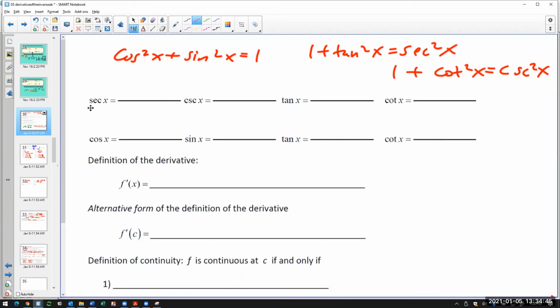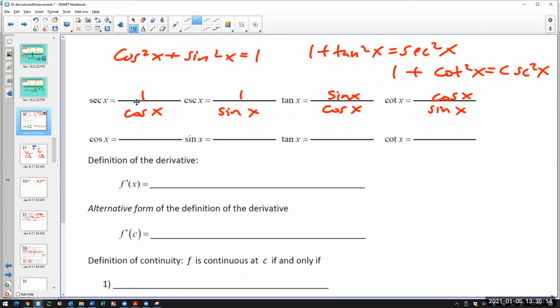Okay? What is secant x? Secant x is really 1 over cosine x. You need to know that. Cosecant x is really 1 over sine x. Tangent x, do you remember that's really y over x, right? So that's really sine x over cosine x. And finally, cotangent x is just the flip of this. So that's cosine x over sine x.